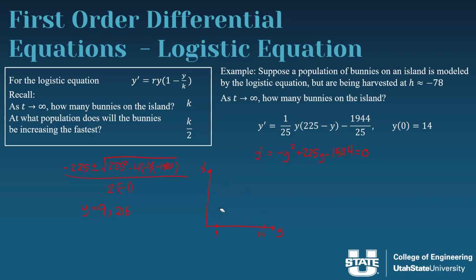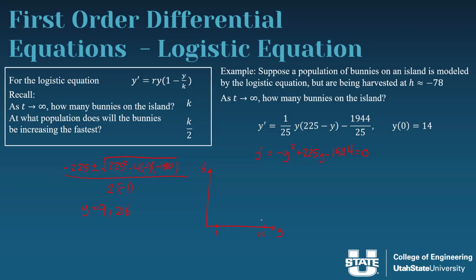At these points, if there's 9 bunnies on the island, then the rate of change is 0, so the population will just sit here. If there's 216 bunnies on the island, the rate is also 0. The bunnies will sit there. They won't grow or shrink. Next, we want to graph the line. We know the zeros, so now we're going to graph the line.